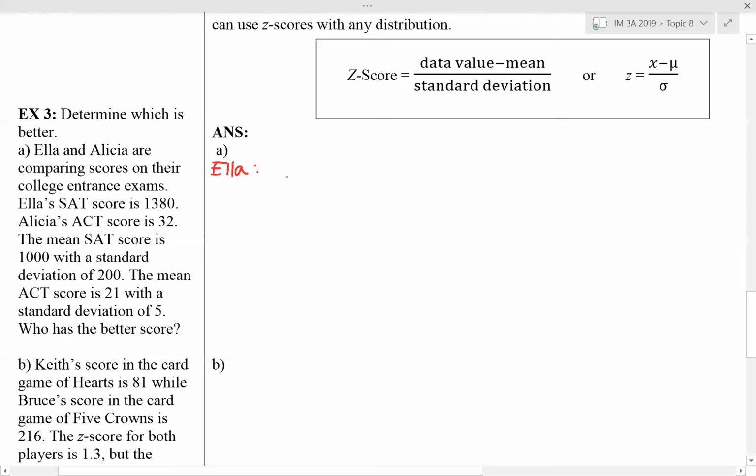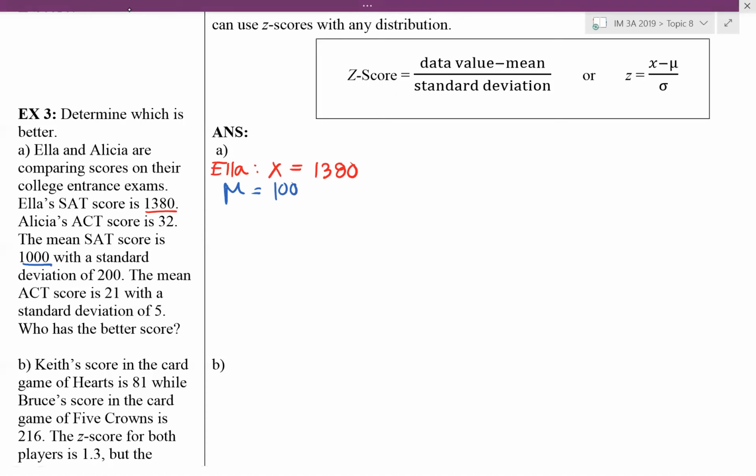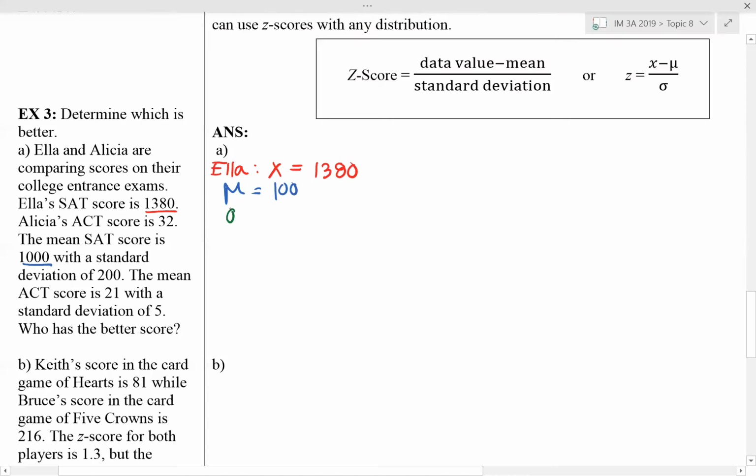So her data value is the X. So X is her score. Her score was 1380. The mean score for the SAT, that's what she took, is 1,000, and the standard deviation for the SAT is 200.